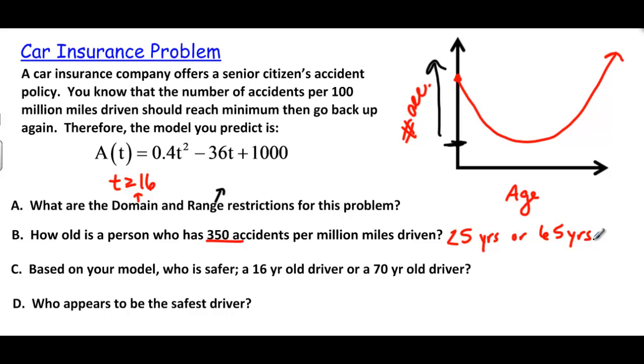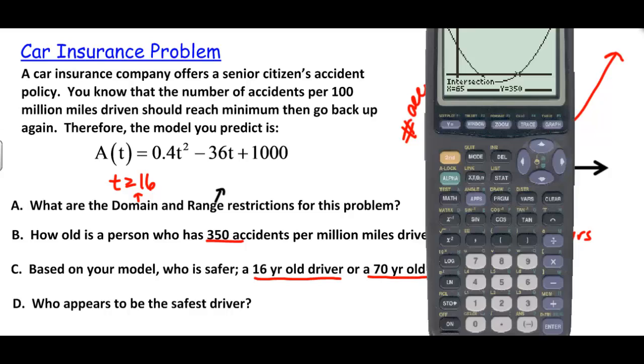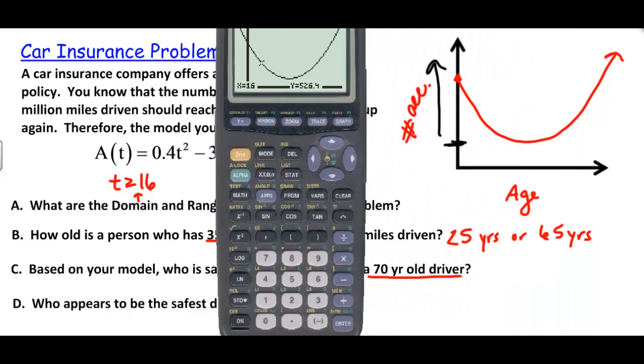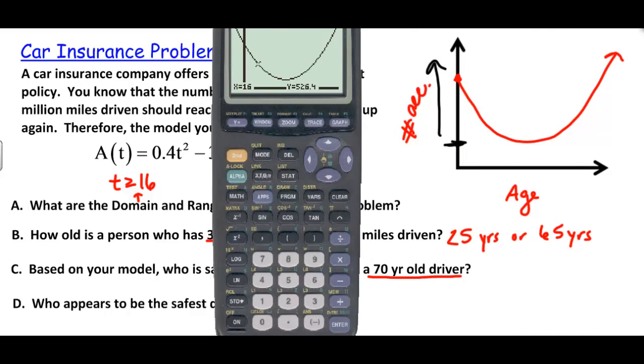Based on your model, who is safer, a 16-year-old driver or a 70-year-old driver? So remember, those are my X values. So I'm going to go back in. I'm going to get rid of this Y value so I don't have to worry about seeing it. I'm going to go back to my graph. And 16 is an X value. So if you remember, I'm going to hit second trace, and I'm going to put in a value of 16 years old. And that tells me a 16-year-old has about 526.4.